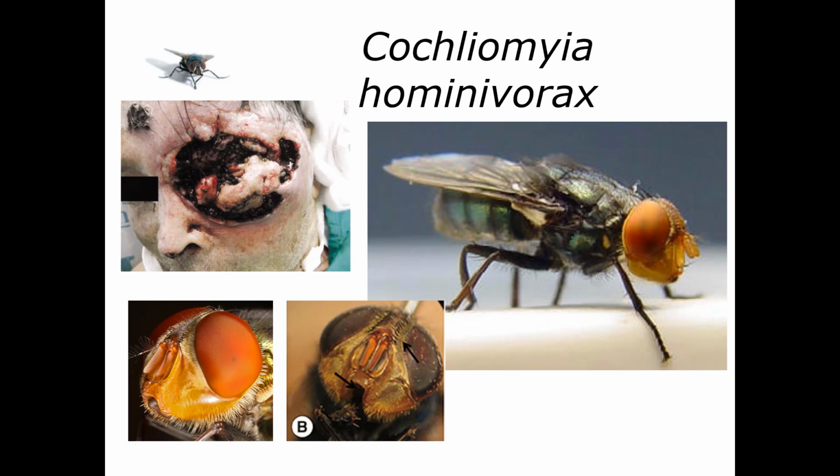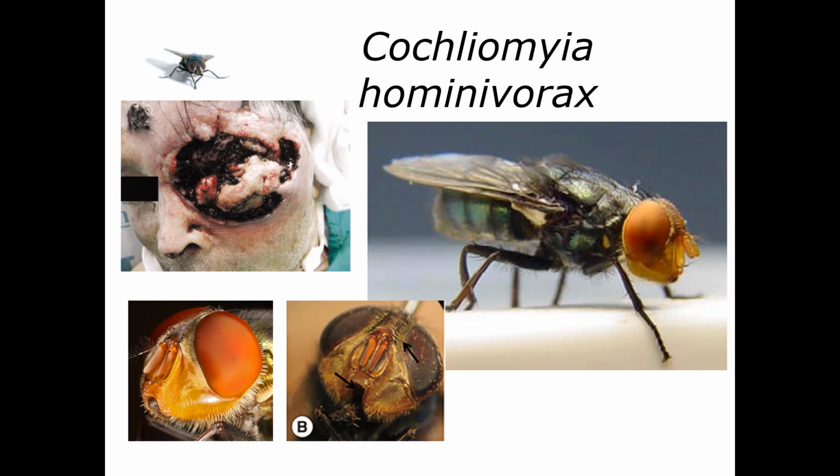Now, very closely related to Cochliomyia macellaria is Cochliomyia hominivorax. This is commonly known as the primary screwworm, and it can be really difficult to differentiate the macellaria from hominivorax, but there is one major characteristic that makes it possible.